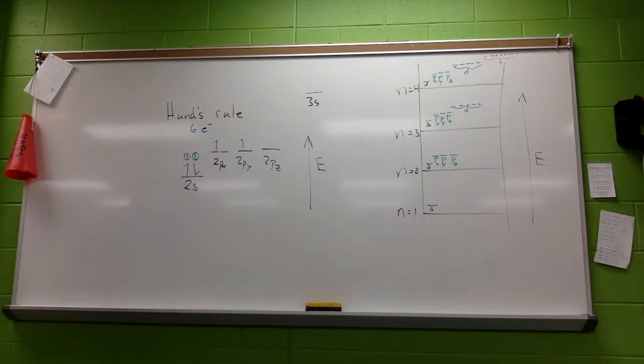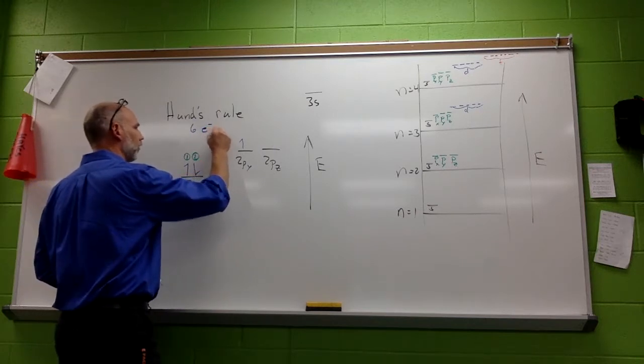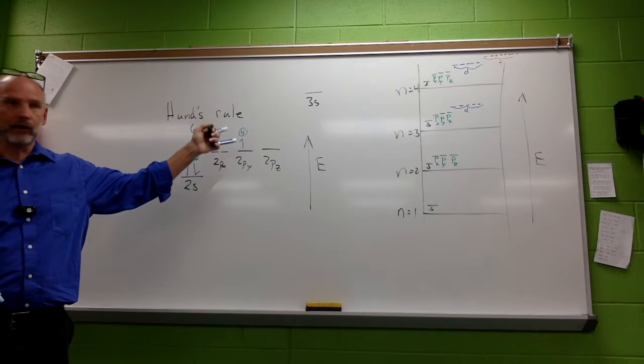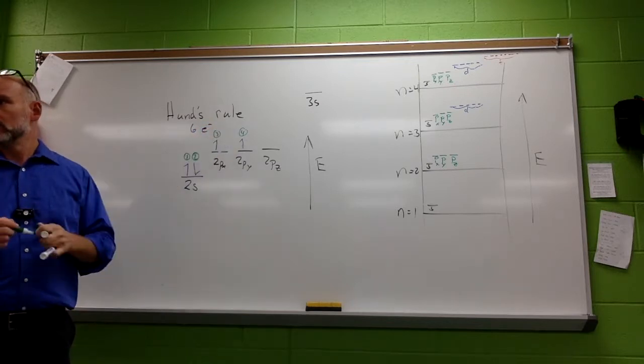And so we just applied Hund's rule. When electrons are occupying orbitals of equal energy, one electron is going to enter each of those orbitals with the same or parallel spin. Okay? So now we've got four electrons in there. Do you guys understand why I'm doing the 1, 2, 3, 4 thing? So when you look back in your notes, you can see what we did.